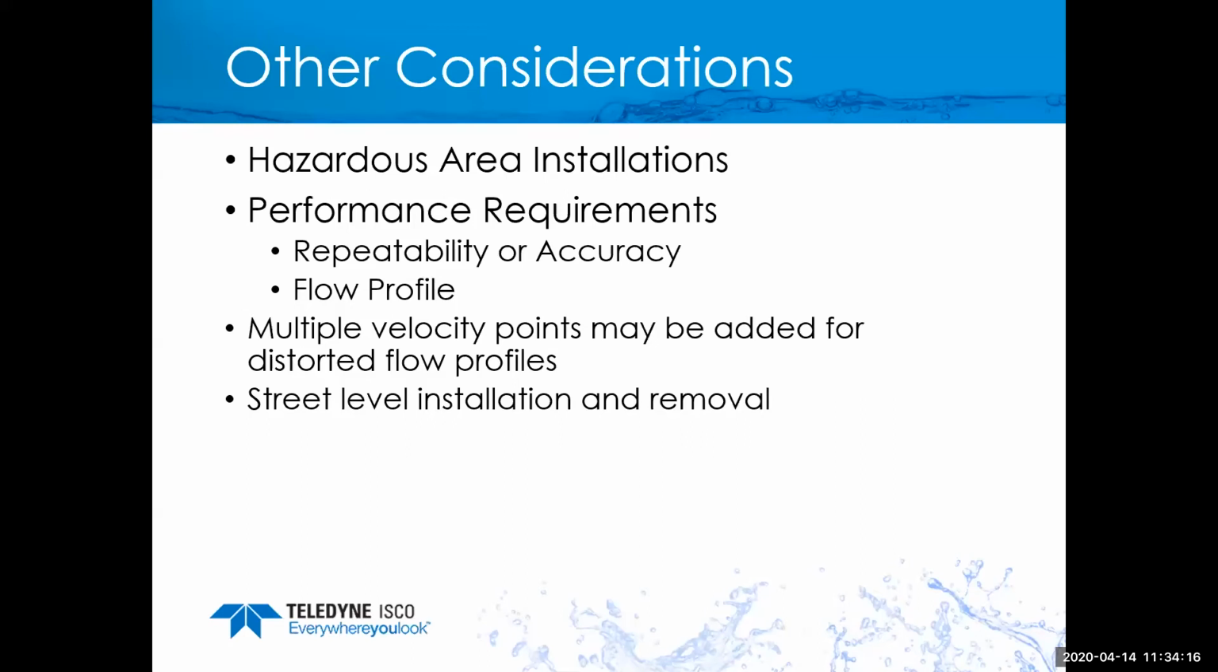And then what is your flow profile? Do you have uniform flow? Is the flow a little bit distorted? If so, then you may want to pick multiple velocity points to give you a more accurate flow reading when you have distorted flow profiles. And last, looking at your application, some of the devices have street level removal tools, which allow you to put a pole down that manhole riser and remove the sensor if needed. So you can either move it to a different location, or if cleaning is needed because it was submerged, you can pull it out and easily install it.